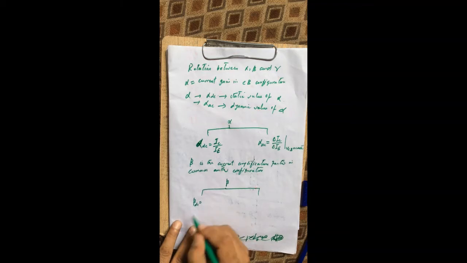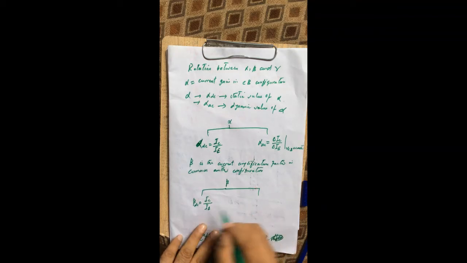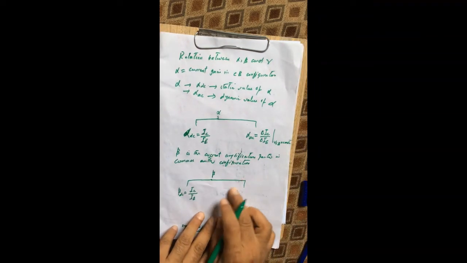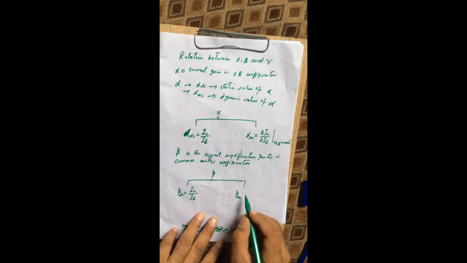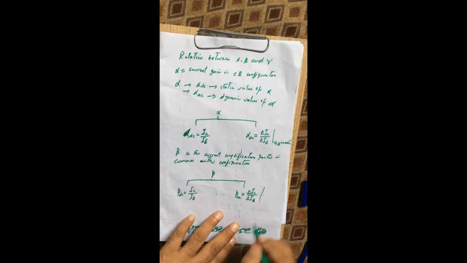This is beta DC, which is the static value of beta, equal to the output current in common emitter configuration, which is IC, over the input current, which is IB. Similarly, the beta AC value, the dynamic value of this current amplification factor in common emitter configuration, is change in output current, delta IC, over change in input current, delta IB, while keeping the output voltage, which is VCE, equal to constant.